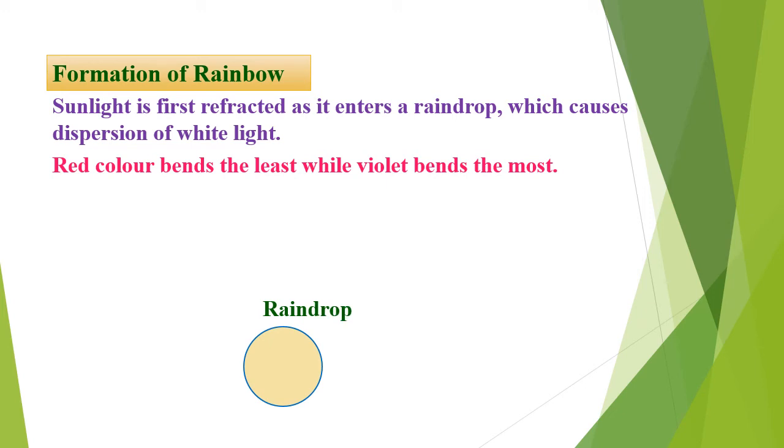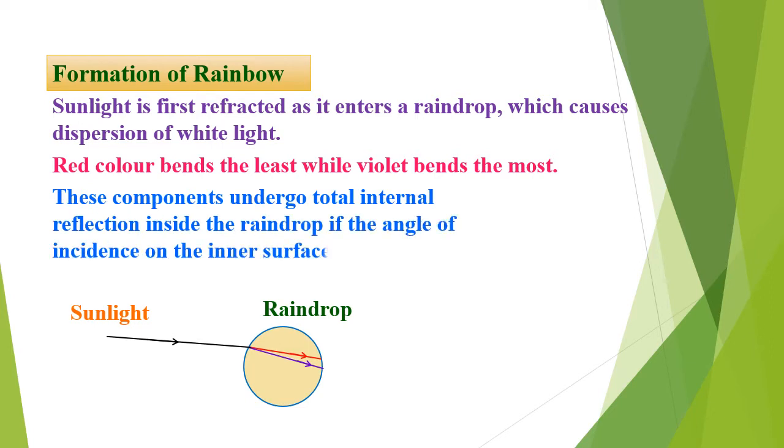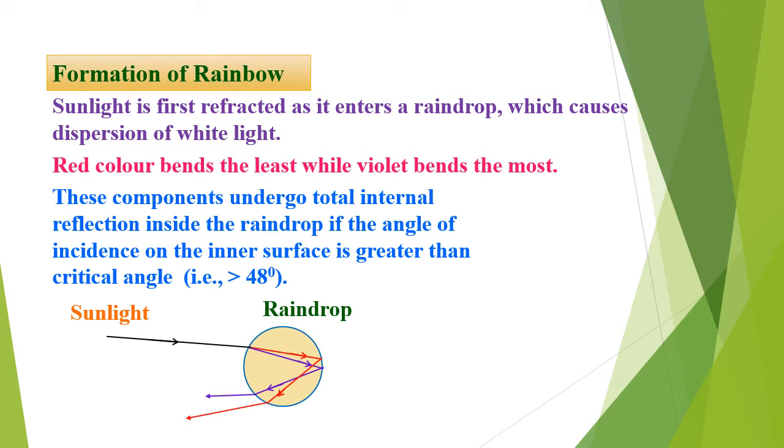Let us take this as a rain droplet. When the sunlight, which is a white beam, is incident, it is split into 7 colors. We are showing here only red and violet. At the second, opposite surface, if the angle of incidence is more than the critical angle, it will be reflected back. These components undergo total internal reflection inside the raindrop if the angle of incidence on the inner surface is greater than the critical angle, and for water the critical angle is 48 degrees. So if it is incident at more than 48 degrees, both are reflected back. While coming out, they emerge like this.